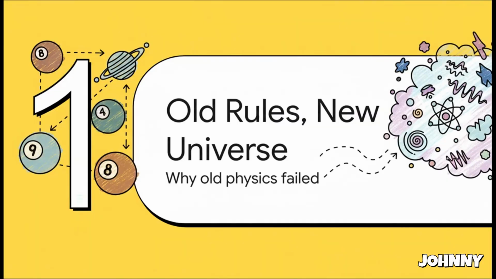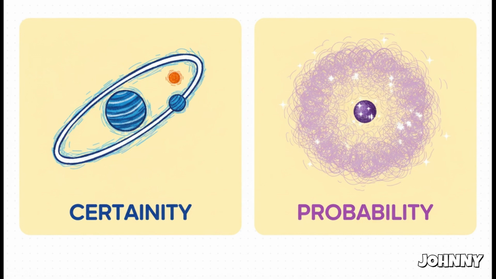All right, first things first, we have to ask, why did we even need a new set of rules in the first place? For hundreds of years, classical physics, the laws of Isaac Newton, did an incredible job explaining our world. The world of planets, of billiard balls, it all made perfect sense. But when scientists started peering into the super tiny world of atoms and electrons, those old rules fell apart completely.